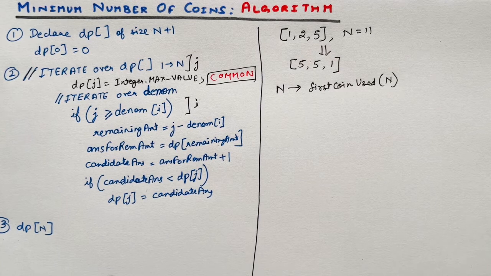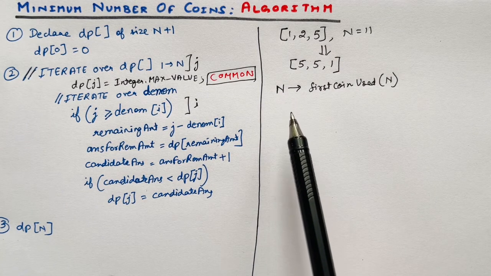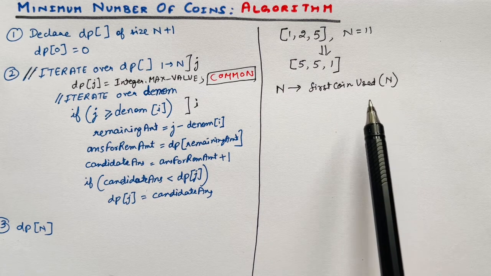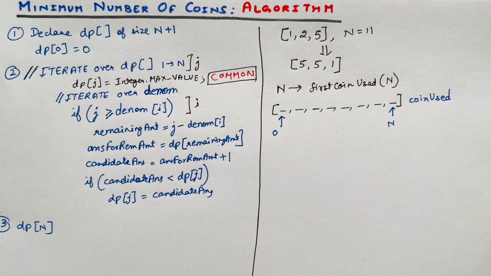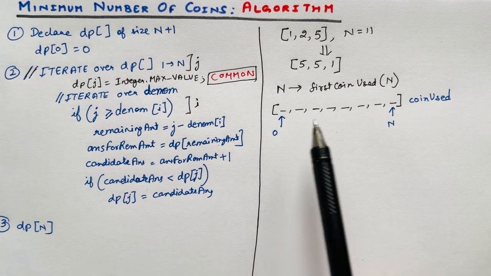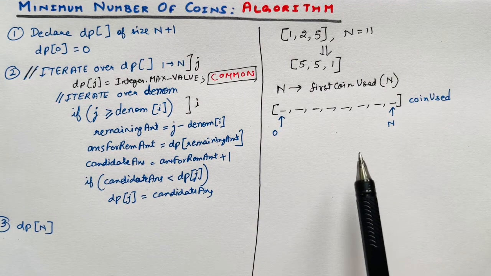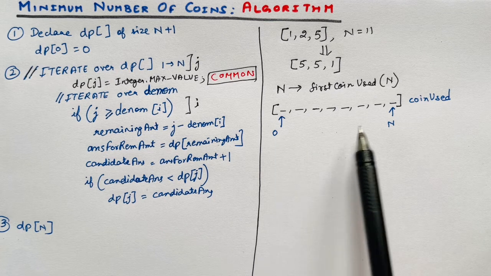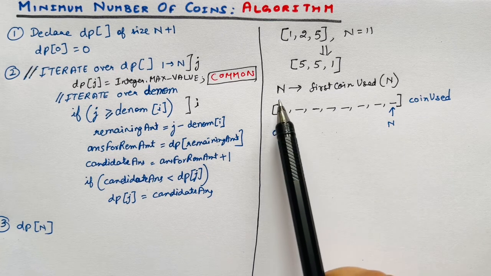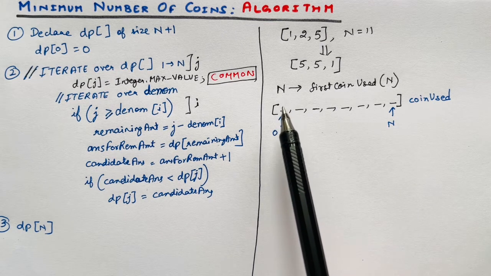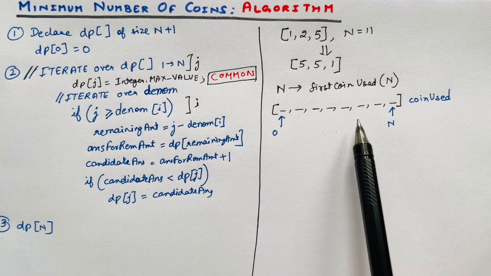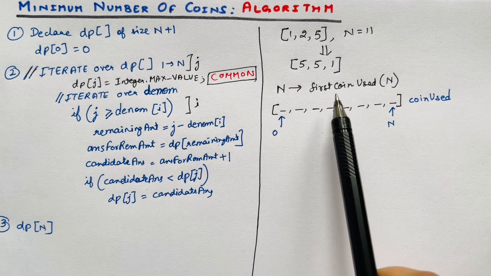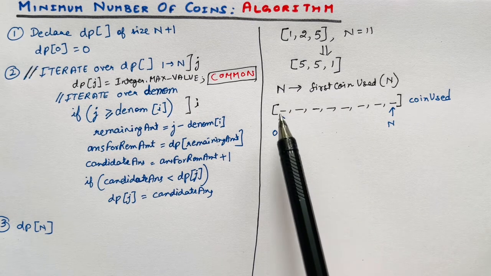So it would be great if we could store this information: that for amount n, this was the first coin we chose that corresponded to a particular candidate answer. We can use another one-dimensional array to store this information. Every index of this array will correspond to a target amount that we are trying to form, and the value at every index will correspond to the first coin that we pick to form this n.